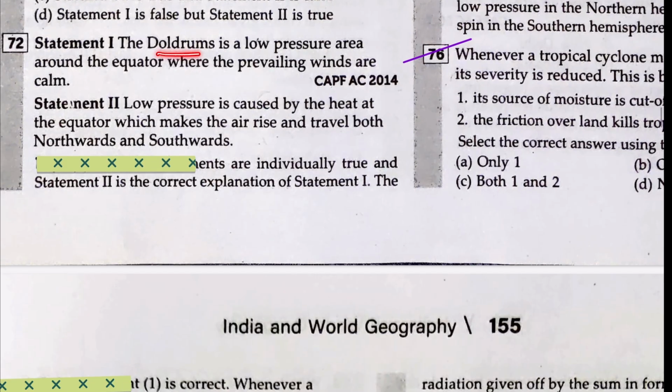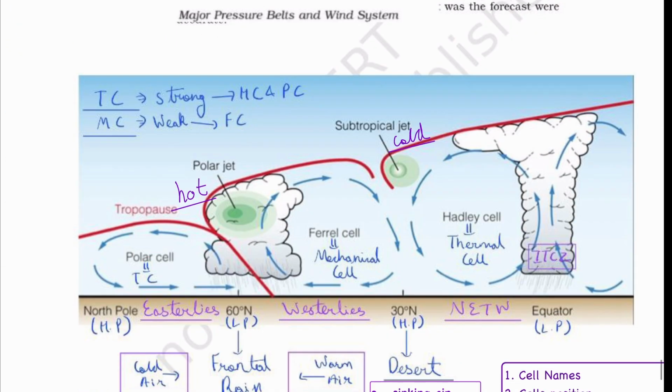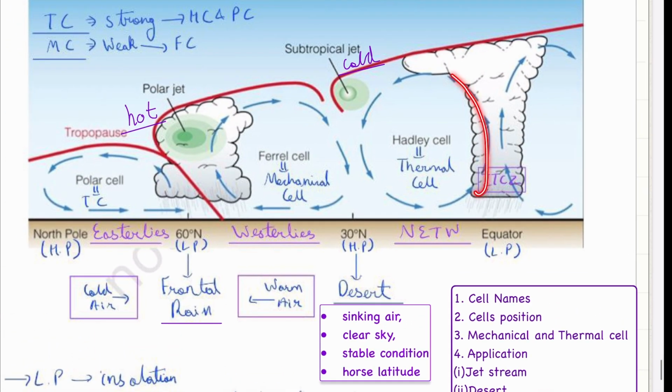Doldrum is a low pressure area. Of course, it is a low pressure around equator. Yes, where prevailing winds are calm. Correct. Low pressure is caused by heat at the equator, which makes the air rise and travel both in northern and southern side. So this is what happens. Heat goes up. Some of it will go in southern hemisphere, some of it will come in northern hemisphere. So it is going in both directions. Here, again, same story.